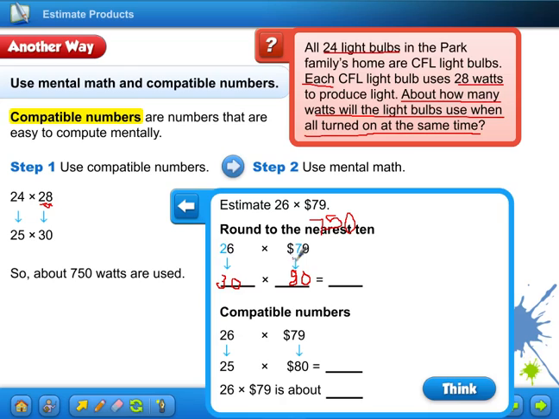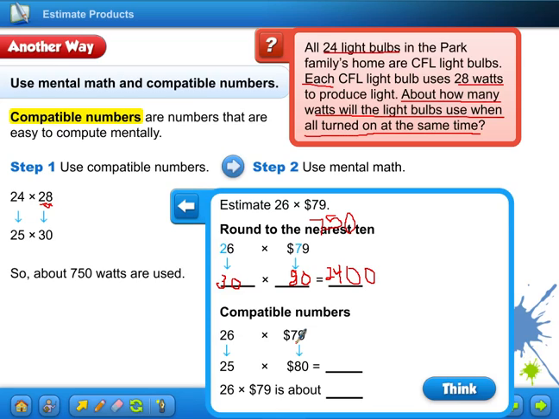I know that 3 times 8, again, I could sing my 3 song. 3 times 8 is 24. And I could add 2 zeros. That would be the rounding to the nearest 10.